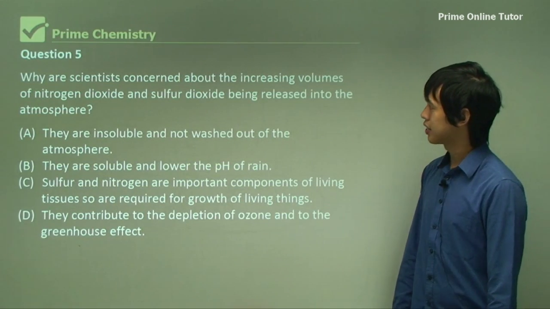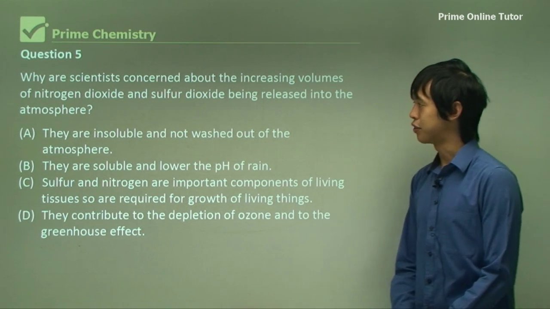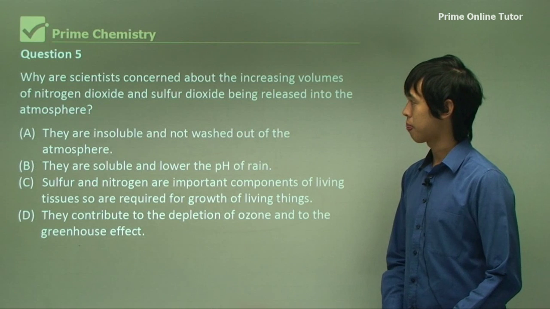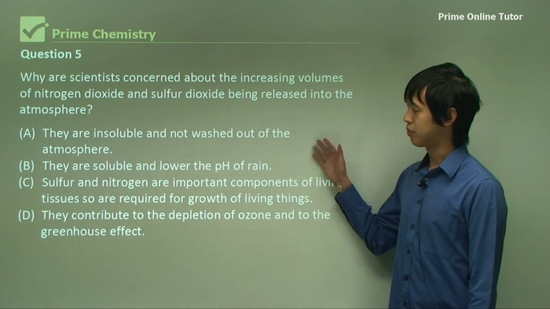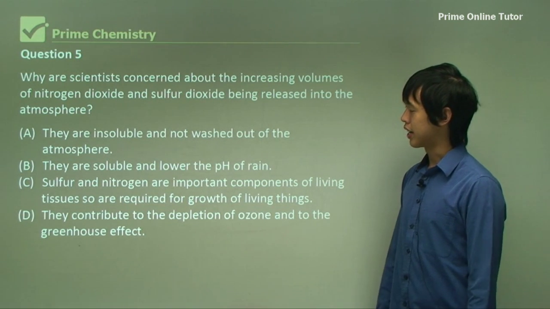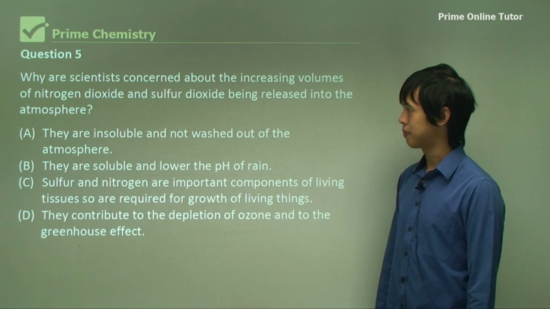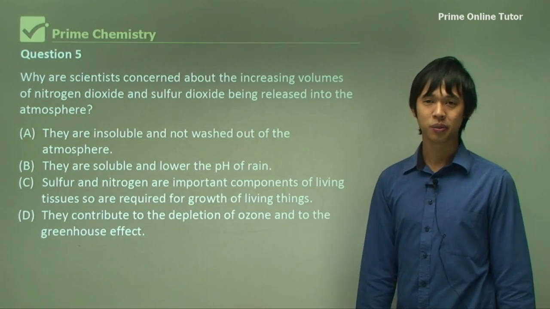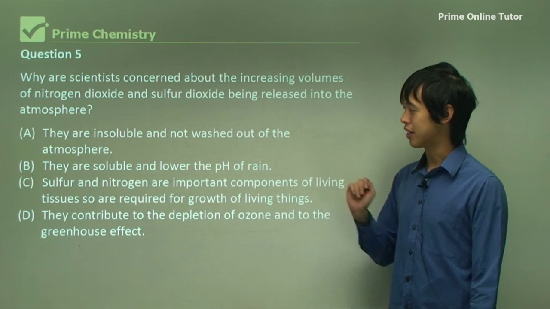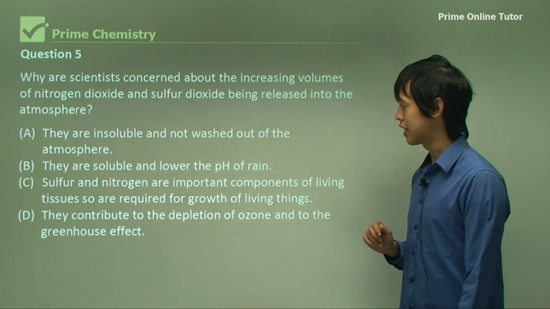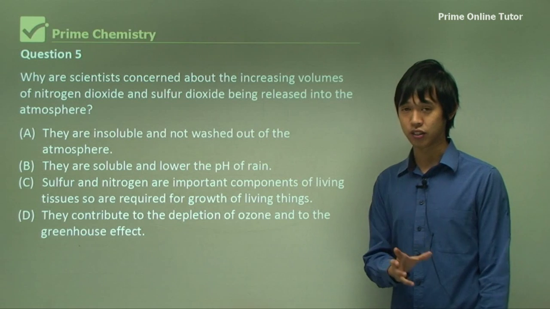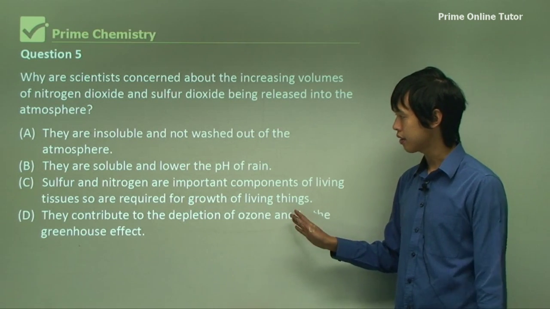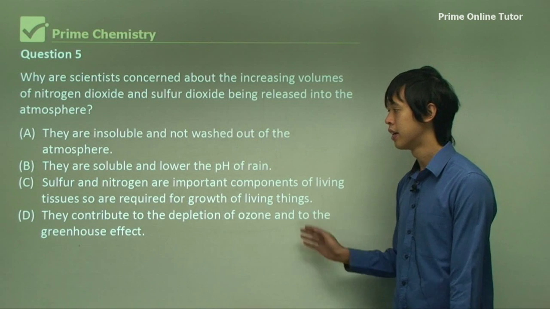Okay. Why are scientists concerned about the increasing volumes of nitrogen dioxide and sulfur dioxide being released into the atmosphere? Okay, so again, we'll go through each one. So A, they are insoluble and not washed out of the atmosphere. That's not really a concern because they are soluble. We went through this. B, they are soluble and lower the pH of rain. That could be a concern because pH of rain is important for other systems. So we'll hold on to B unless something better comes along.